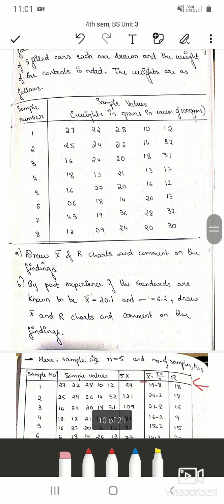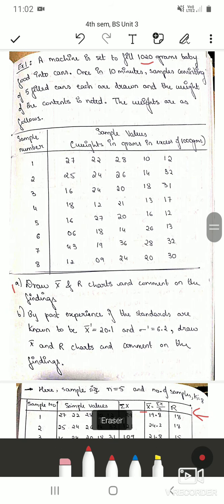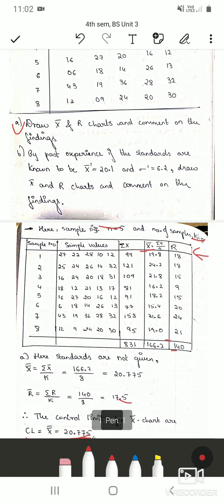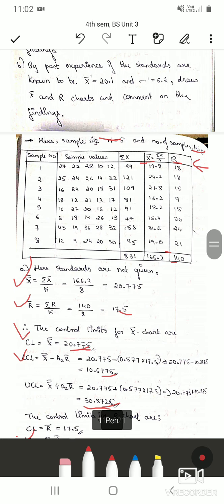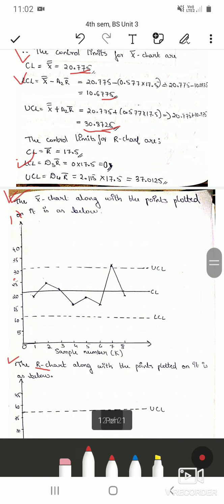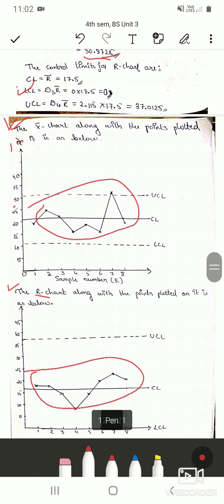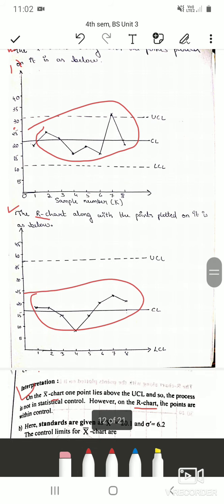So I'll quickly revise. When the question is given, the first step is to check whether the standards are given or not given. If standards are not given, use the corresponding control limits, and then find what is n, what is k. For the X bar chart, first find X bar, and then for the R chart find R, then find X double bar, then find R bar, then find the control limits, and then plot the graph. For the X bar chart, these points indicate X bar, and for the R chart, these points indicate the R values of each sample. And then don't forget to write the conclusion.